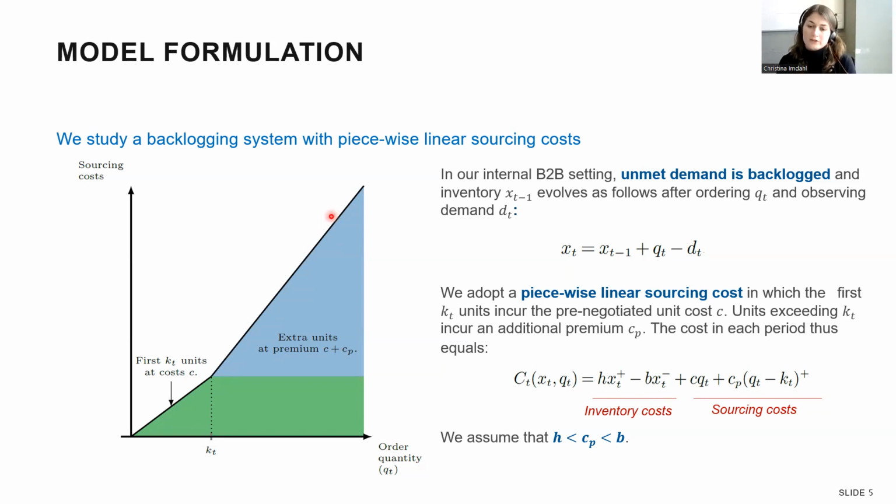We also assume in our setting that the holding costs are smaller than this cost premium, and that the cost premium is smaller than the back order costs. That means it is cheaper to hold additional inventory than to extend the capacity, but it's also more expensive to backlog than to extend the capacity.